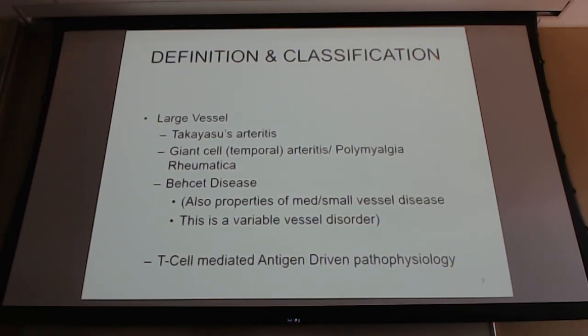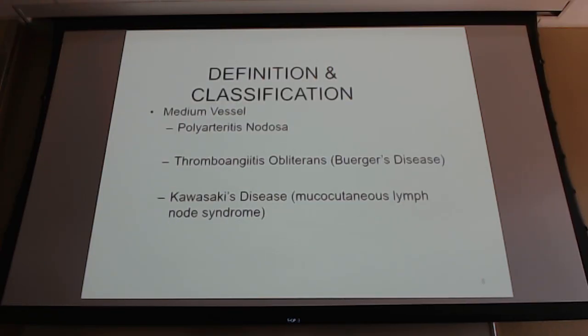So let's talk about it now. Large vessels: Takayasu's arteritis, giant cell temporal arteritis, GCA, polymyalgia rheumatica, Behçet disease, T-cell mediated antigen-driven pathophysiology. Okay, so those are the ones in that classification of a large vessel. Medium, we've got polyarteritis nodosa, thromboangiitis obliterans, so Buerger's disease, and Kawasaki disease. Y'all remember that strawberry tongue?